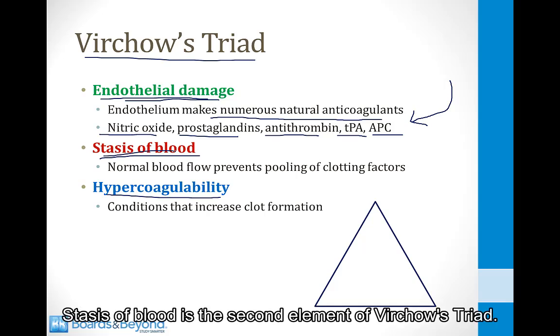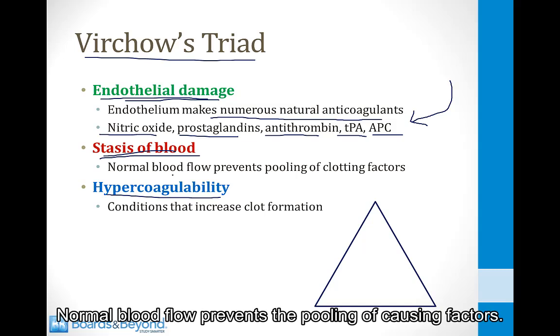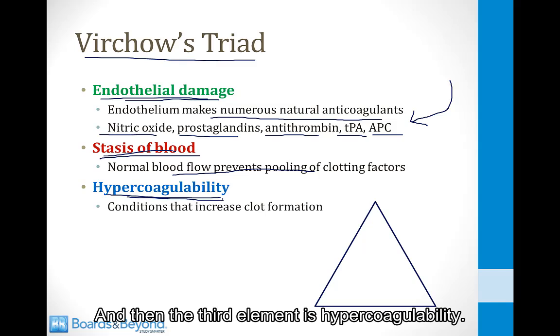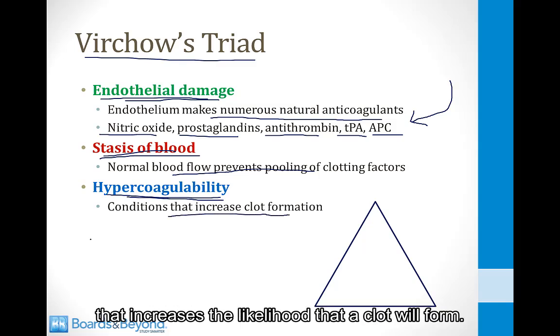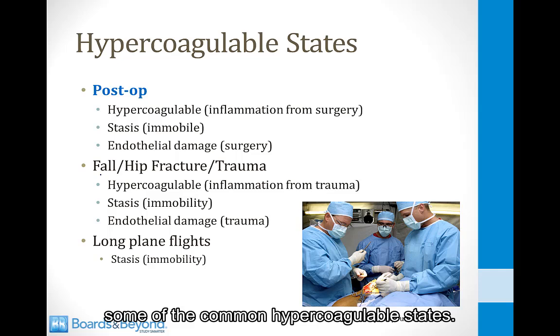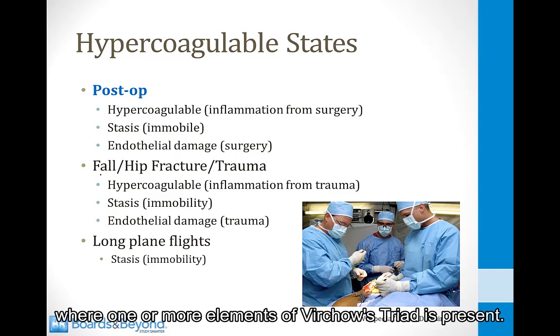Stasis of blood is the second element of Virchow's triad. Normal blood flow prevents the pooling of clotting factors, so if you have stasis of blood, there's increased risk of forming a thrombus. And then the third element is hypercoagulability, and this is the presence of any condition that increases the likelihood that a clot will form. So when you're in the hospital on rounds or even in the clinic, you'll hear people say that a patient has a hypercoagulable state. So let's talk about some of the common hypercoagulable states, and these are all clinical scenarios where one or more elements of Virchow's triad is present.